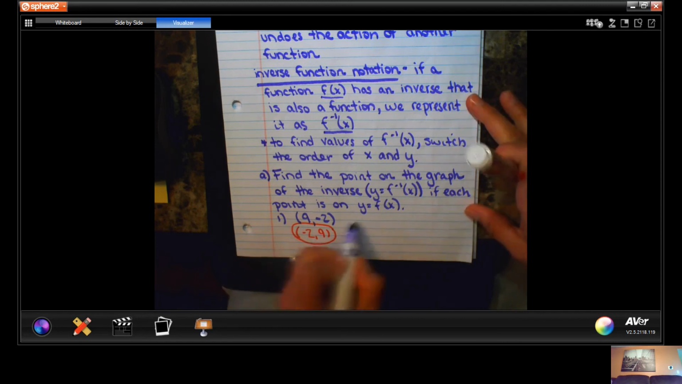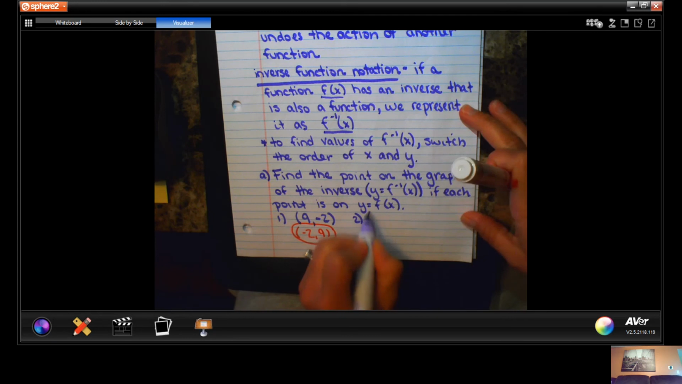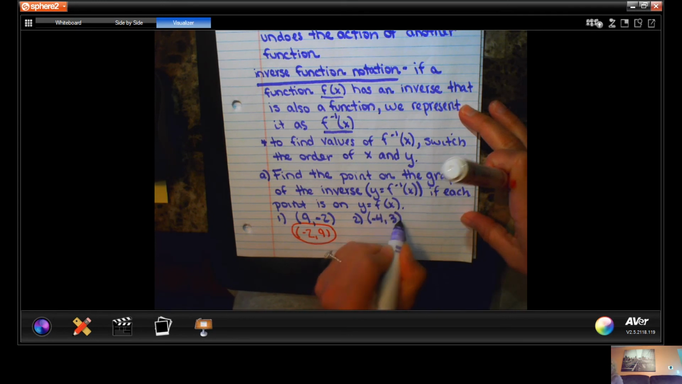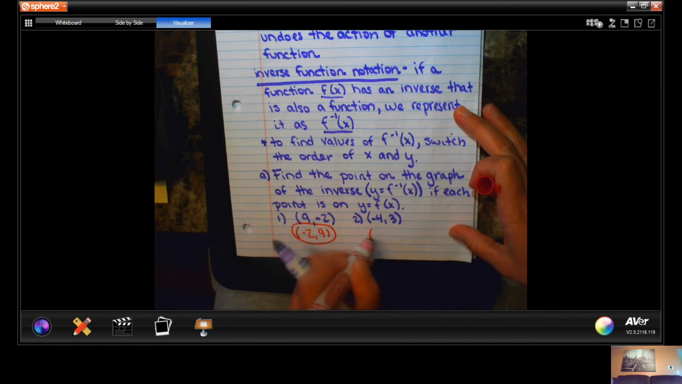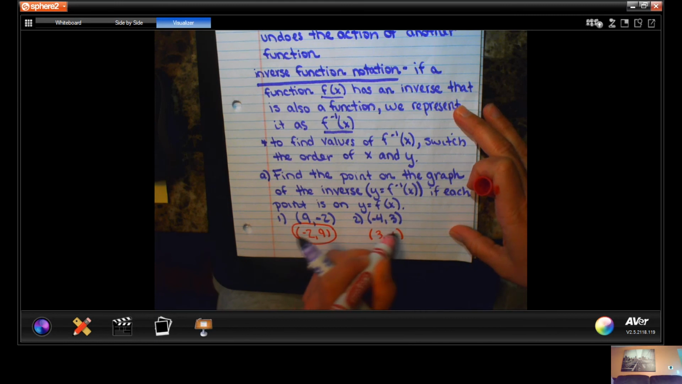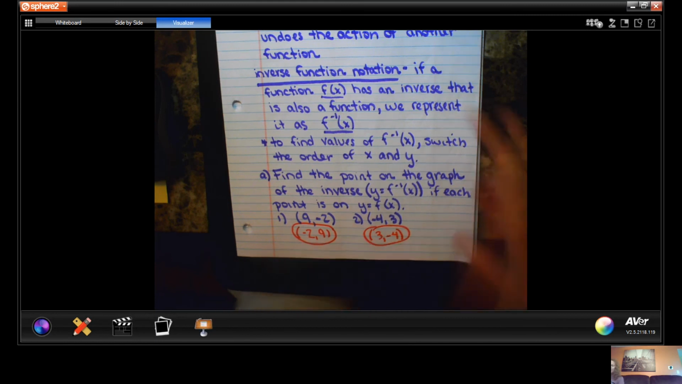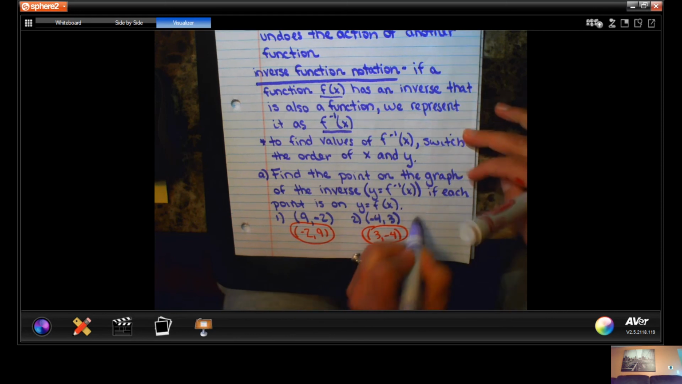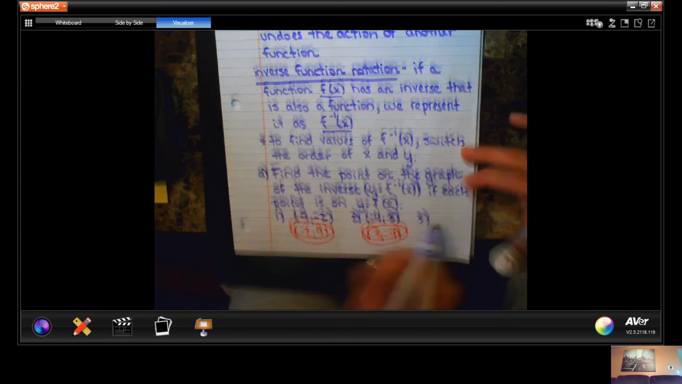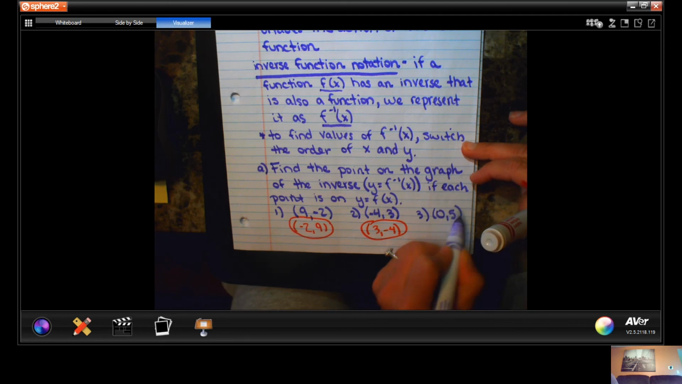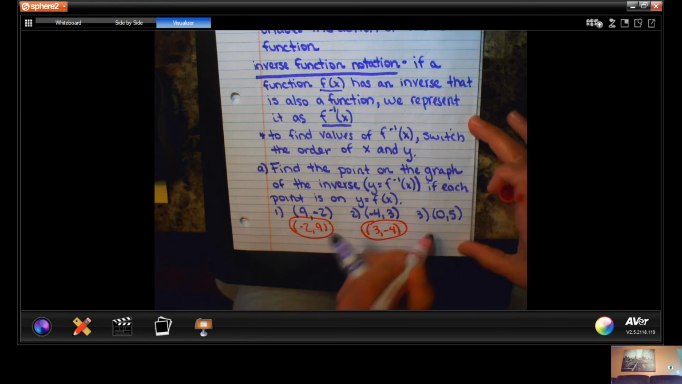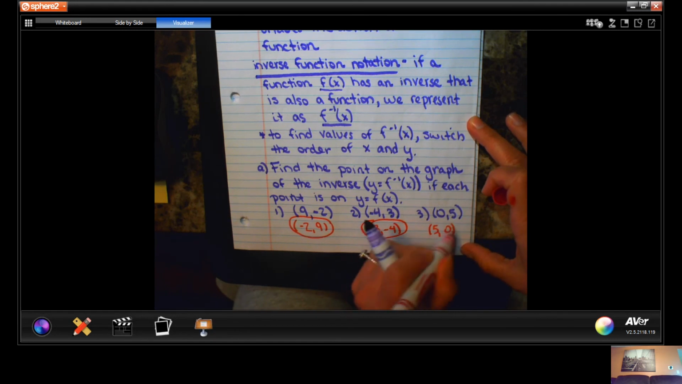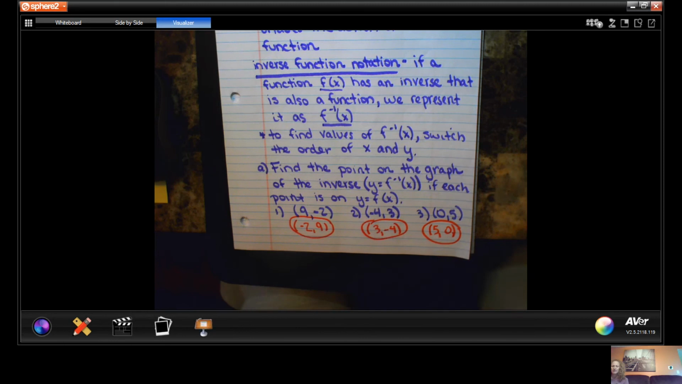Let me give you another one, example 2. (-4, 3), can you put that in parentheses? If that point is on the original function, the point on the inverse is just flipping these numbers. So what would that be? That would be (3, -4). Same numbers, you just switch them. One more, example 3. If I have (0, 5) as a point, what would be a point on the graph of the inverse? Well, you would just switch it and write (5, 0). So that's how you would find points on the inverse of a function.